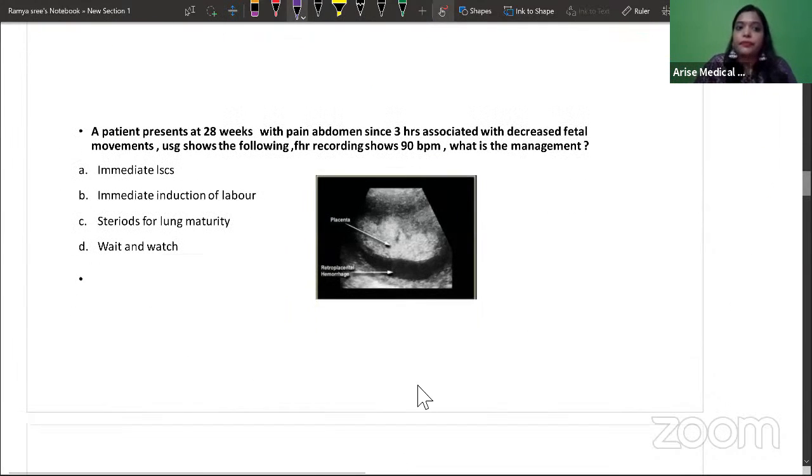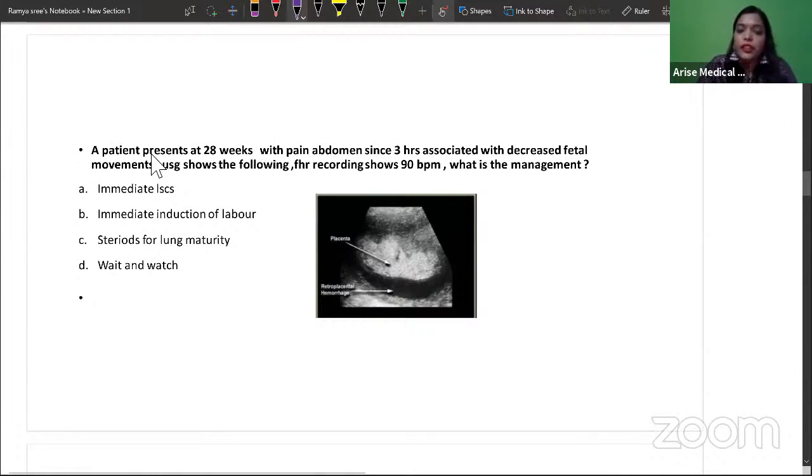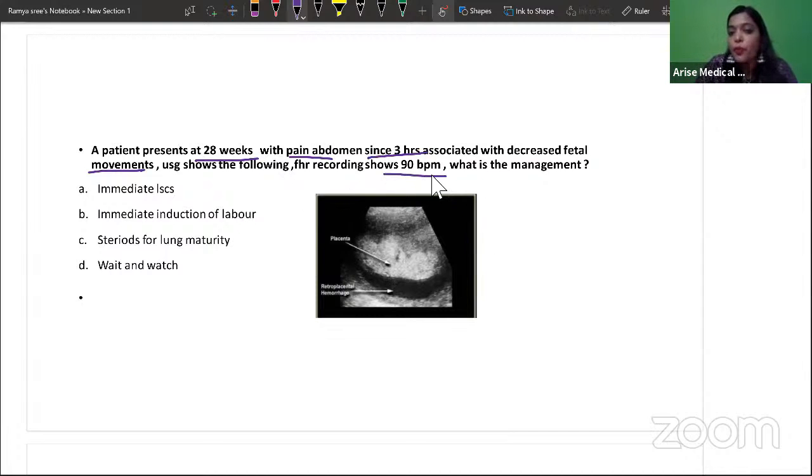Next question. A patient presents at 28 weeks with pain abdomen since 3 hours, associated with decreased fetal movements, and USG showing the following. FHR shows 90 beats per minute. What is the management? This is something similar to what you got in the FMGE 2020 paper, but I just framed it my own way.